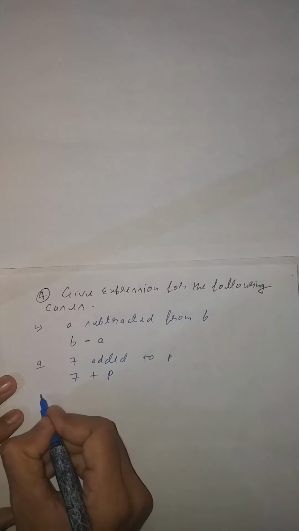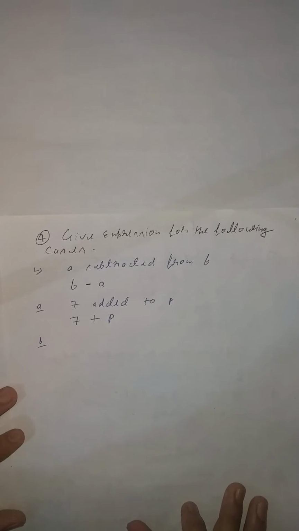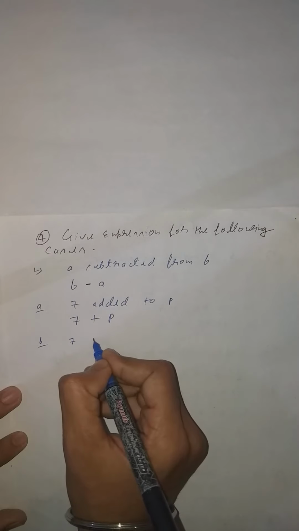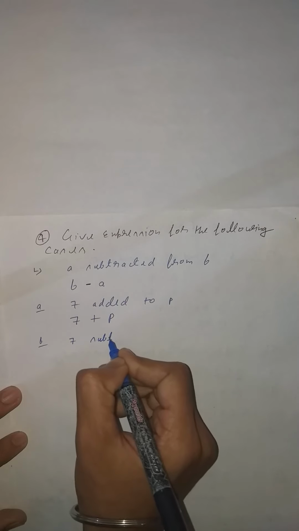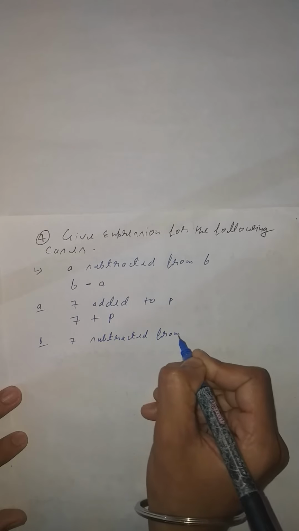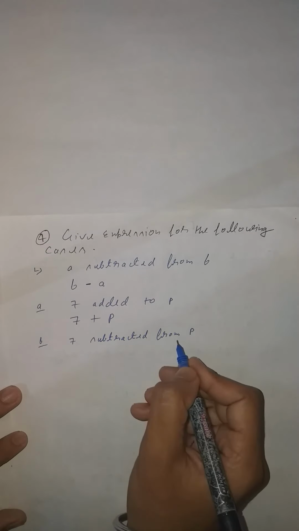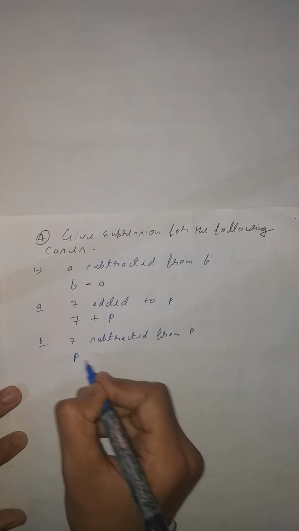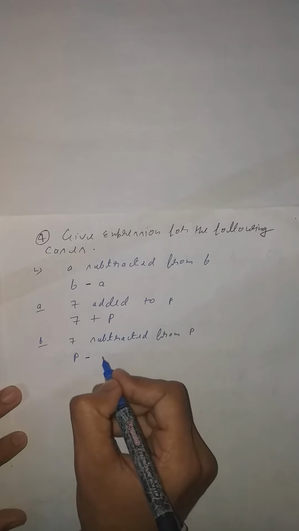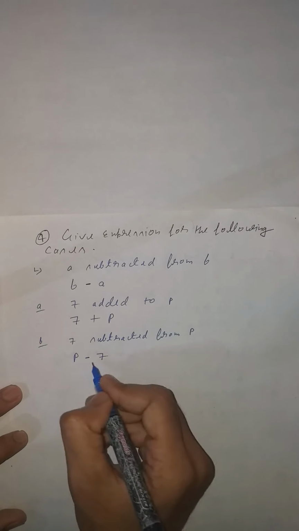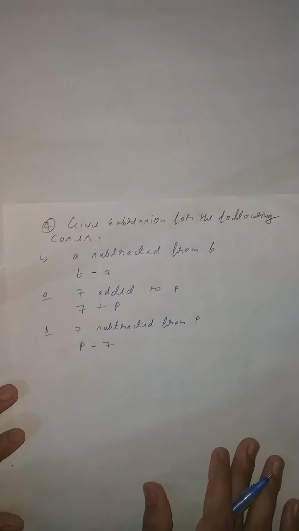Clear student? Now come to the next question. This is very easy. It is given 7 subtracted from P. Clear? So from P, similarly to the example I gave, you have to write P first, then minus, that is subtraction, and 7. That is 7 subtracted from P. So from P, 7 is subtracted. Clear student?